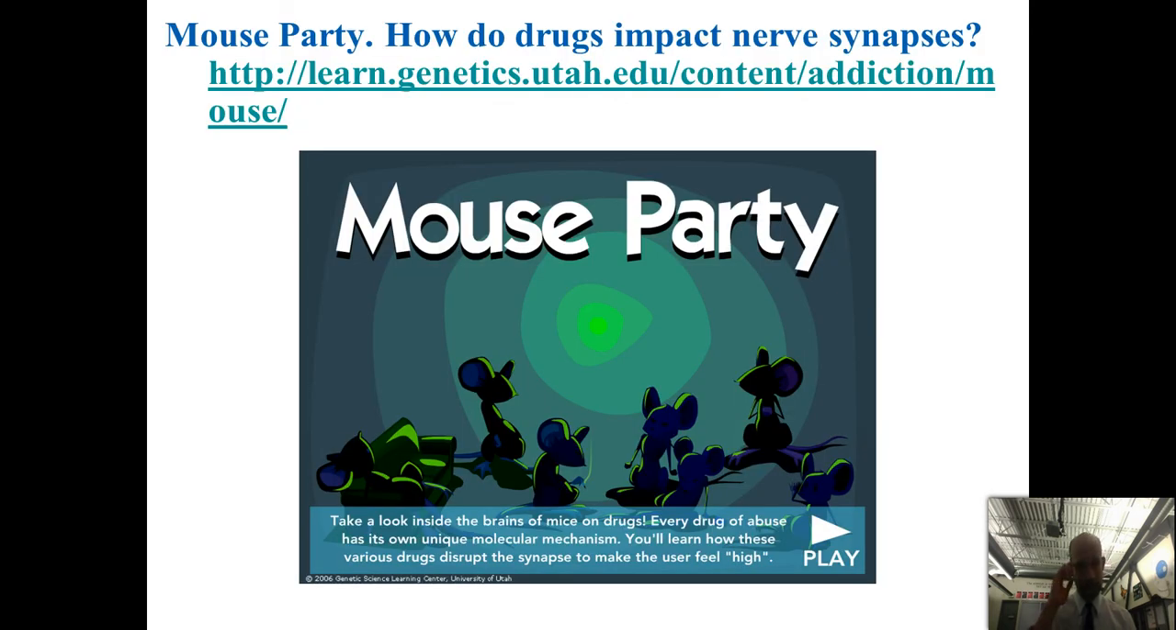So one of the things that you should definitely do is a little bit of research about how drugs impact synapses. There's a great website, Learn Genetics Utah, and it's called Mouse Party. What you need to do is to select each mouse and research how is that particular drug impacting a neurological synapse. Okay. So that's one of the tasks that you need to complete. Research at least 2 or 3 drugs for that one, please.